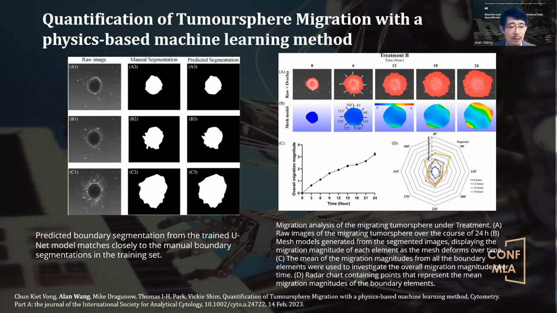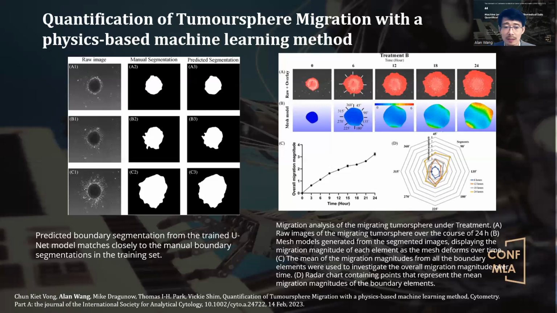In the left figure, the predicted boundary segmentation, as shown in the third column, is the predicted boundary segmentation from the trained UNet model. The results show that the automatic boundary segmentation is quite consistent with the manual boundary segmentation. Based on the segmentation result, the migration analysis can be obtained.